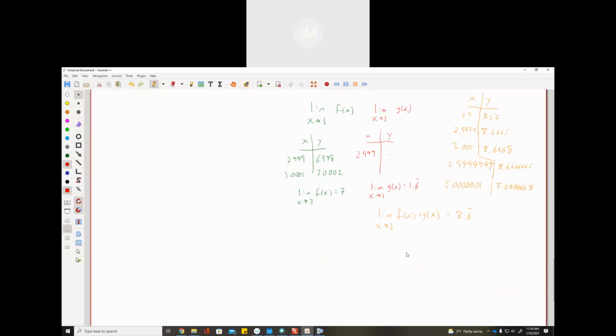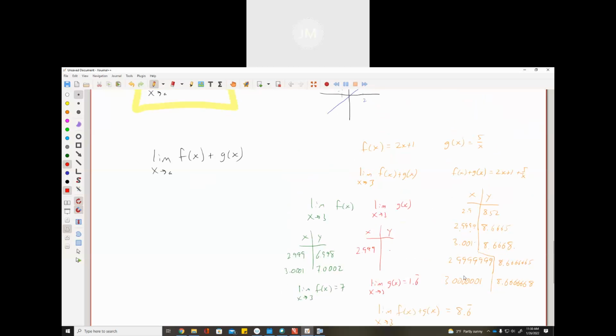Now notice what happens. If I take 7 and I add it to 1.6 repeating, I get 8.6 repeating. So if I'm taking a limit where I have two functions added, instead of plugging all these numbers into the combination, I could plug them all into one function, plug them all into the other, and then add the results. Or vice versa.